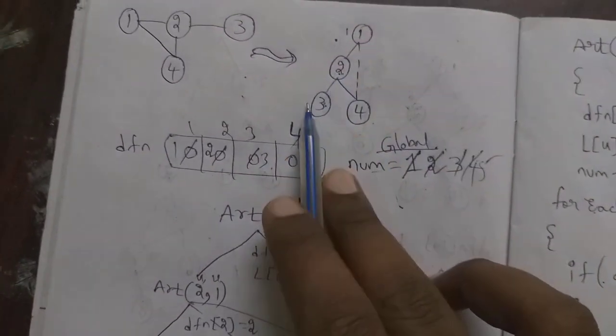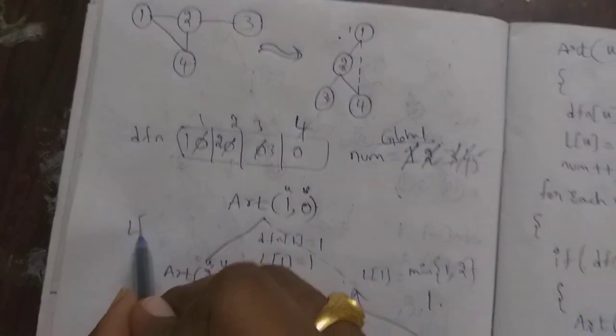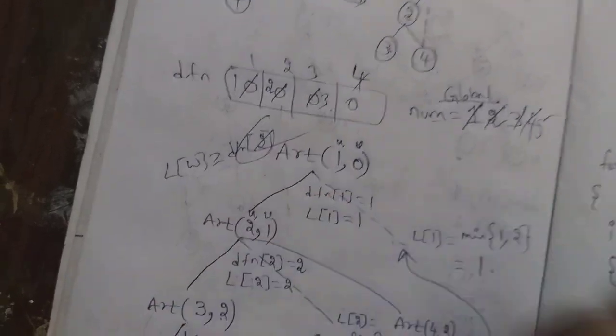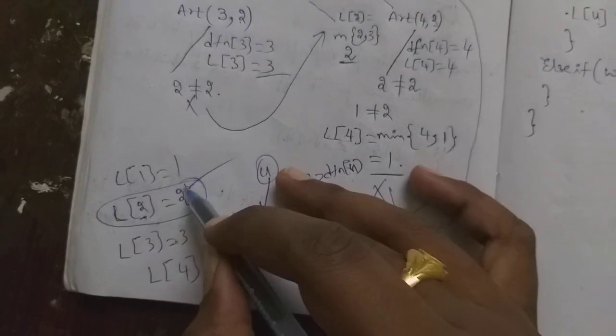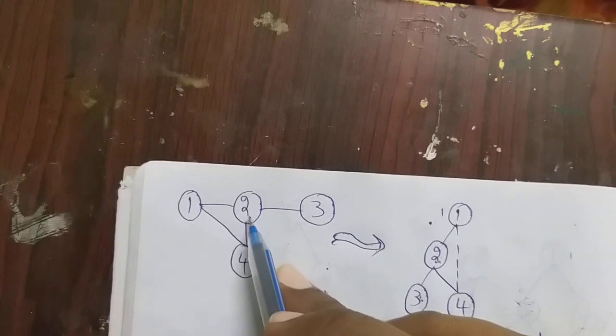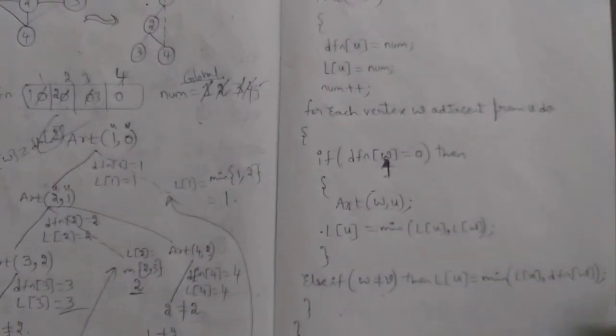2 has 2 children, 3 and 4. But if at any child the L value is greater than or equal to the depth first number of that particular node, then 2 is an articulation point. By this algorithm, this is the recursion tree we got, and we got the conclusion 2 is an articulation point. Just check this graph whether 2 is an articulation point or not. Yes, removal of 2 along with these 3 edges, 3 becomes disconnected from this graph. It is correct. We have seen an algorithm for calculating the articulation points using the L values.